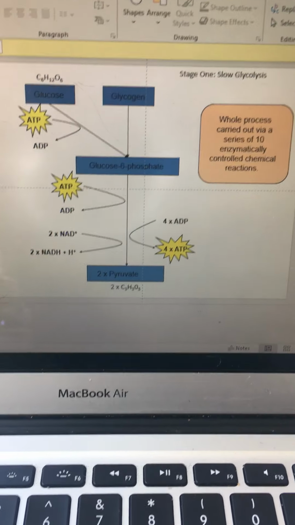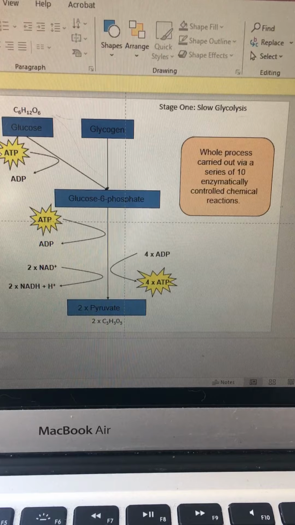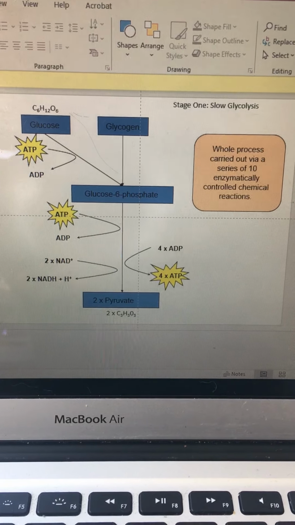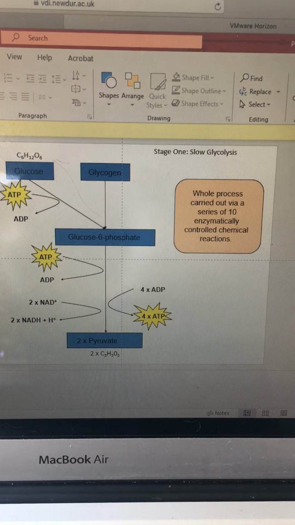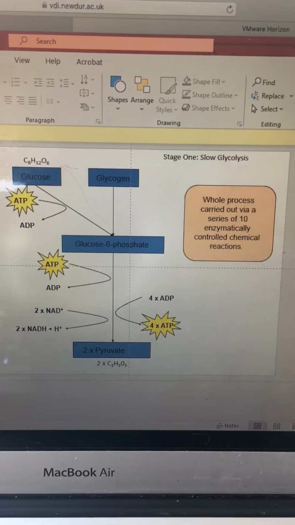So the next energy system we'll consider is glycolysis. And in this case, it's going to be anaerobic glycolysis. Anaerobic being without the use of oxygen. So glycolysis is a fairly complex process.